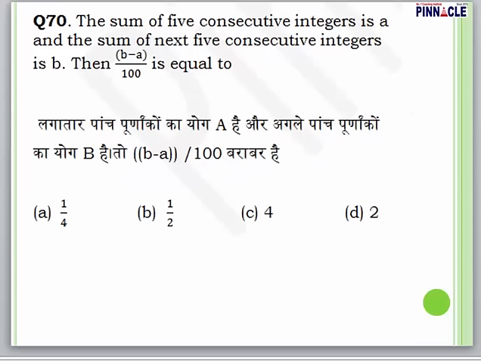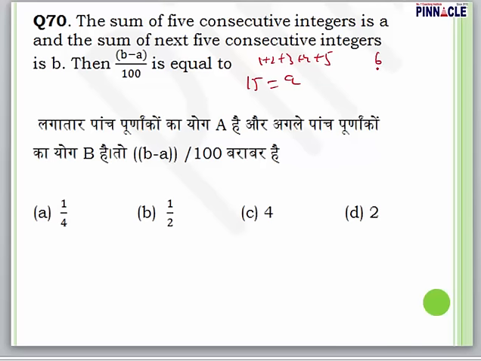Next question, question number 70. Sum of the five consecutive integers is A and sum of the next five integers is B. Then we have to find the value of this. Now take values. In consecutive, 1, 2, 3, 4, 5, for simplicity purposes, we have taken 1, 2, 3, 4, 5. And sum of the 5 consecutive is A. 5 plus 4, 9, 3, 12, 14, 15. 15 is equal to A. Next 5 is equal to B.